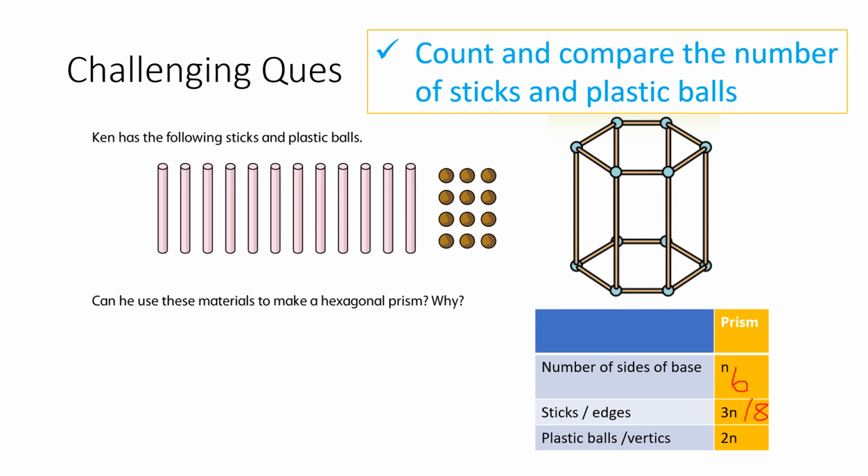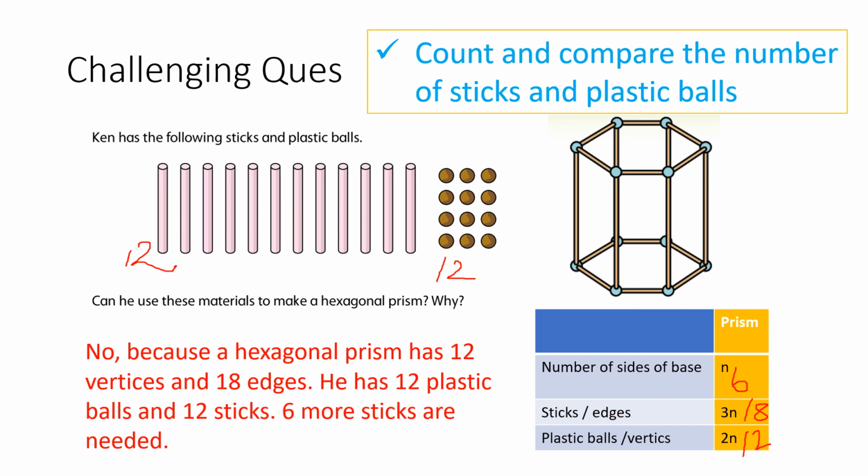How many balls do we need? 2n, that means 2 times 6. So we need 12. So originally, how many sticks are there? 1, 2, 3, 4, 5, 6, 7, 8, 9, 10, 11, 12. So we have 12 sticks. How many balls are there at first? 3 times 4, so that is 12. So you can get the answer.